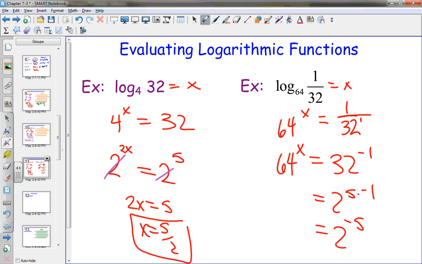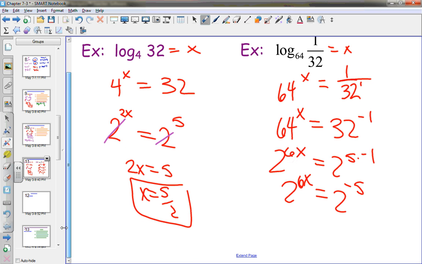Can I express 64 as a base of 2 to a power? Well, 2 to the 5th is 32. What's 2 to the 6? Which would be 64. So 2 to the 6 times x, so this is going to be 2 to the 6x is equal to 2 to the negative 5, and what can I conclude? Cross out the bases. 6x equals negative 5, so x is equal to negative 5 over 6.